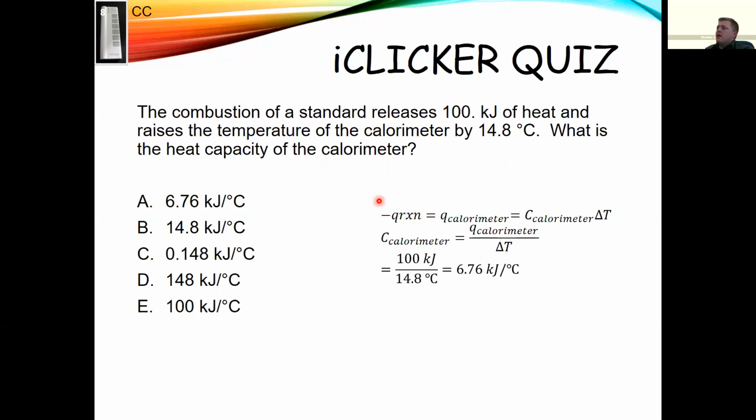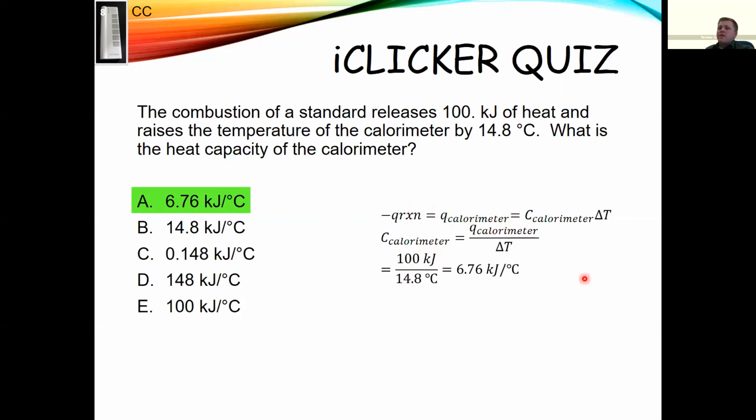We again set the heat given off by our reaction equal to the heat absorbed by our calorimeter and set that equal to C delta T. We again just solve for C, so C equals Q over delta T. Make sure that you use the right Q. You don't want to use the negative Q of the reaction. You want to use the positive Q of the calorimeter. Then you just divide that out and find that the C value is equal to 6.76 kilojoules per degree Celsius.